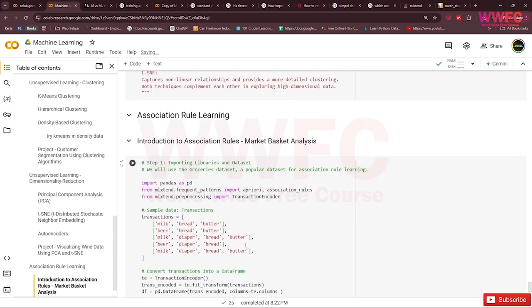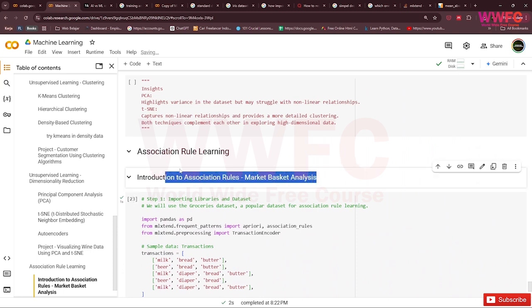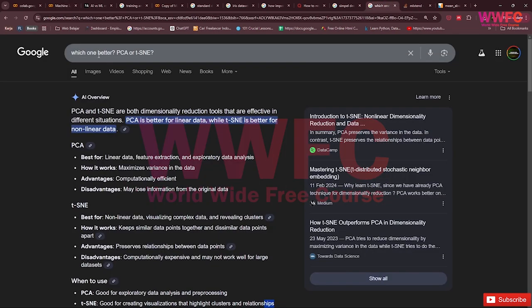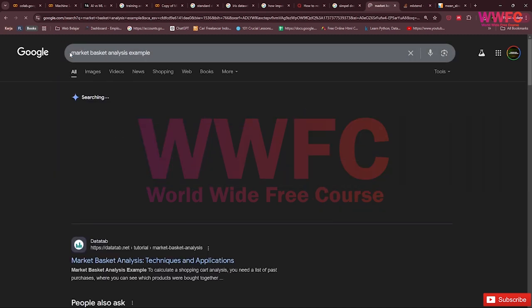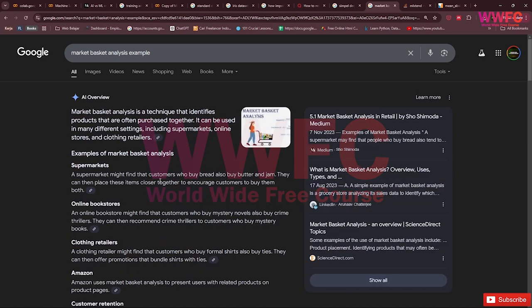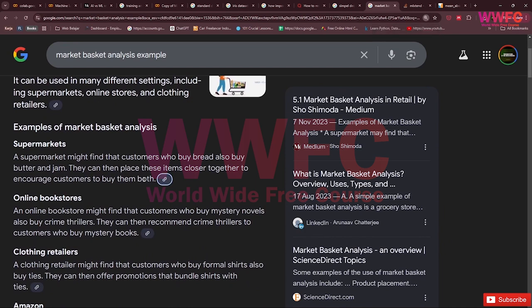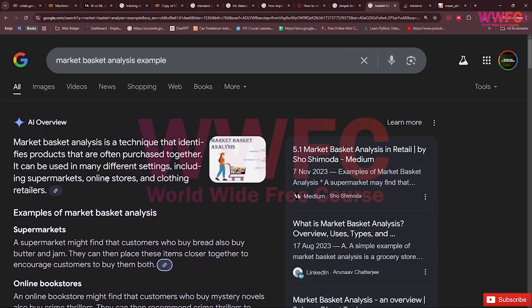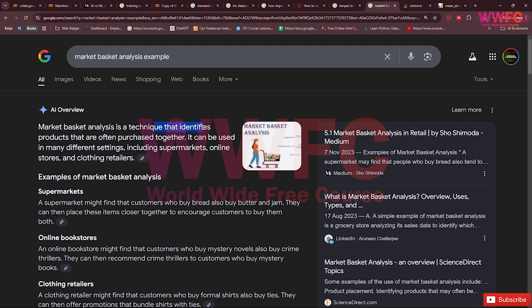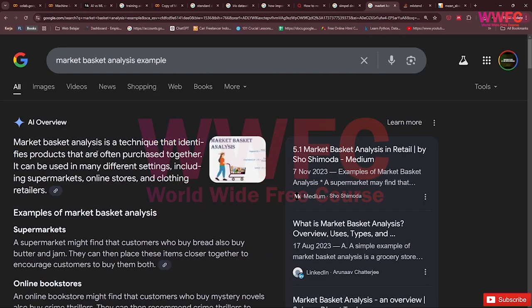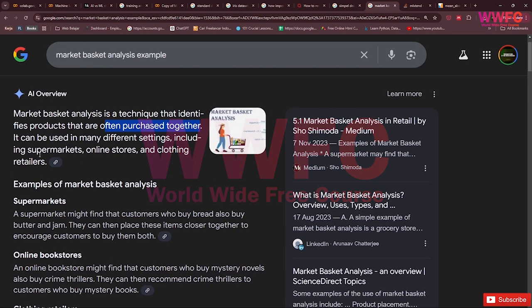So this is one of the examples in association rule learning: market basket analysis. So we will go to the market basket analysis example, and we will learn about market basket analysis. Market basket analysis is a technique that identifies products that are often purchased together. It can be used in many different settings, including supermarkets, online stores, and clothing retailers.